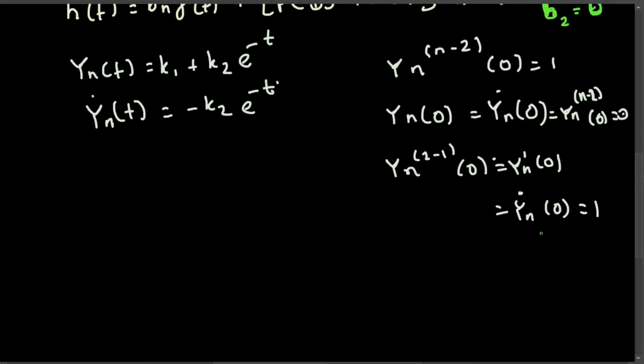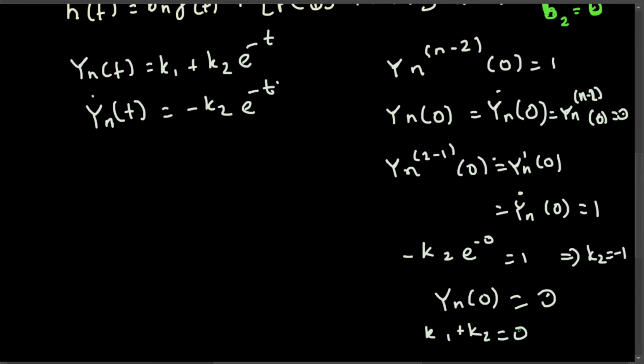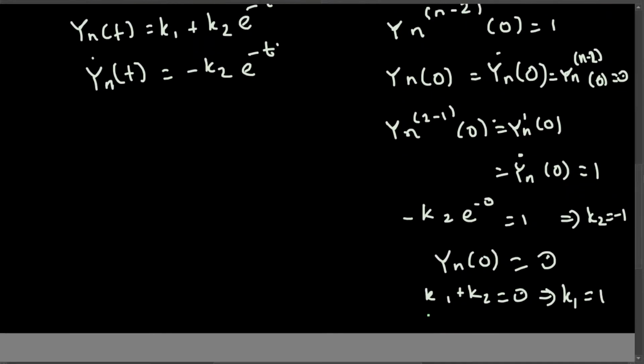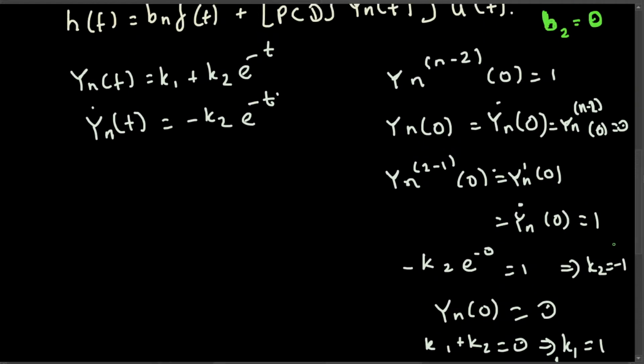Let's continue here. So minus k2 e^0 is equal to 1. Therefore, k2 is equal to negative 1. y_n(0) is equal to 0, so k1 plus k2 is equal to 0. Therefore, k1 is equal to 1. y_n(t) is equal to 1 minus e^(-t). So here, P(D) y_n(t), D plus 2.